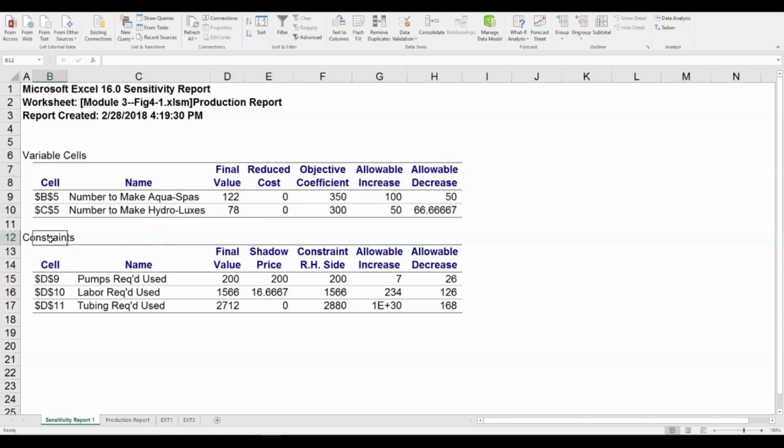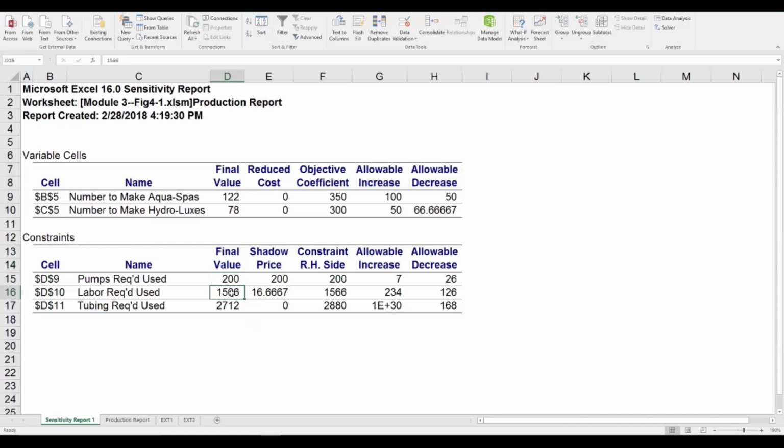Coming to the second table, the constraints, we have information about those three constraints: pumps, labor, and tubing. Look at the current right-hand side values of the constraints. We have 200, 1,566, and 2,880. We also have the left-hand side values, which we call final value. For example, for the pump, we have 200 as well. It tells us some information about the constraint. If your left-hand side value equals the right-hand side value, it means the constraint is binding.